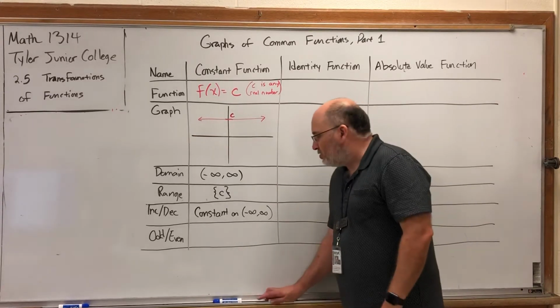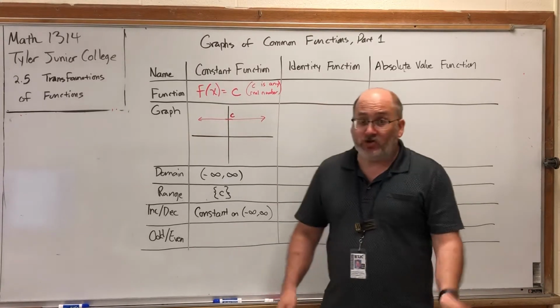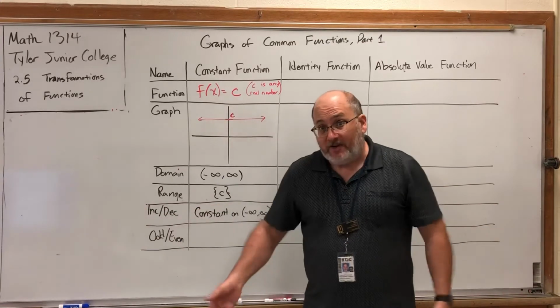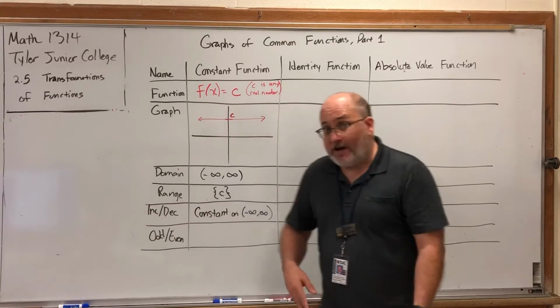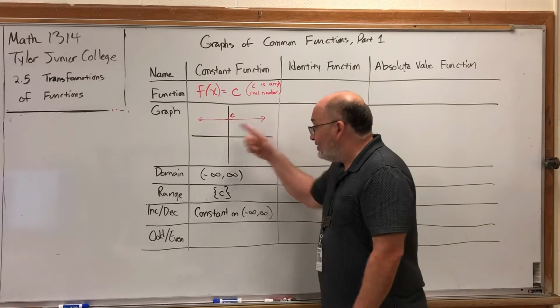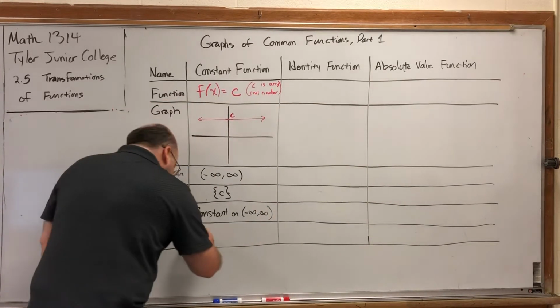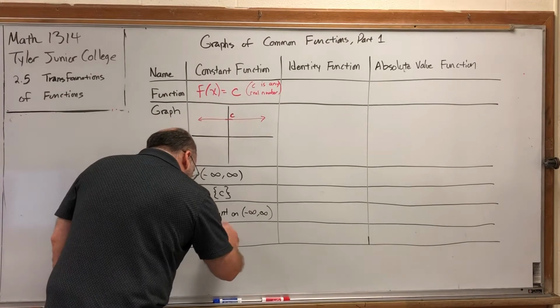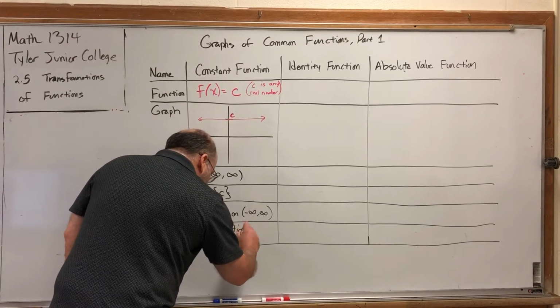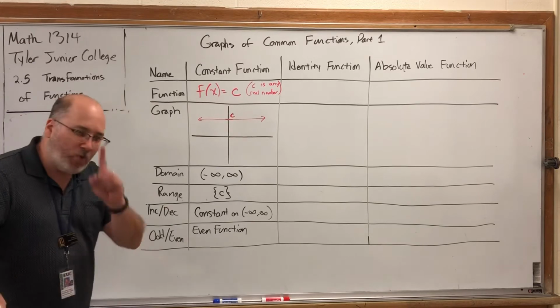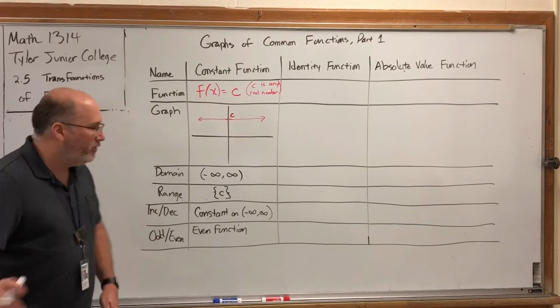However, a function is an even function if its graph has y-axis symmetry, meaning the left half is a mirror image of the right half across the y-axis. In this case, it does have y-axis symmetry. So, this is an even function, but it's not an odd function except in one special case.